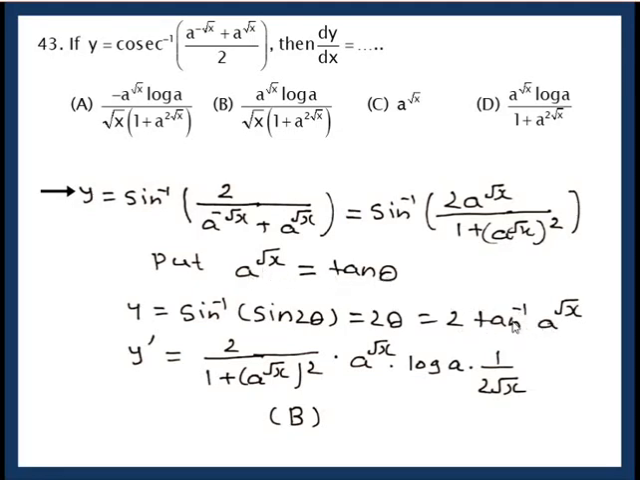Differentiate. Derivative of tan inverse u is 1 upon 1 plus u square into derivative of u. Derivative of a raised to root x is a raised to root x log a into derivative of root x, which is 1 upon 2 root x. This 2 gets cancelled. You will notice that this answer is given in option B. Here a raised to m raised to n is a raised to mn.